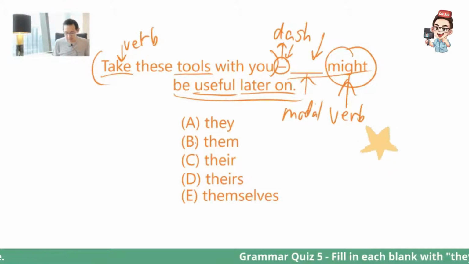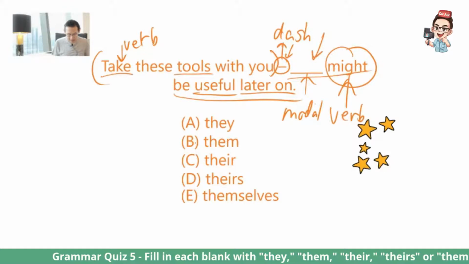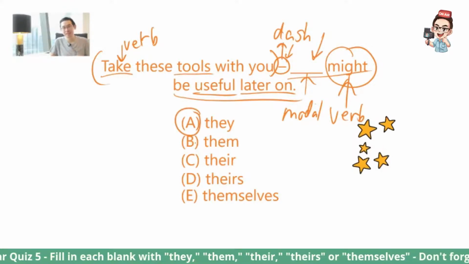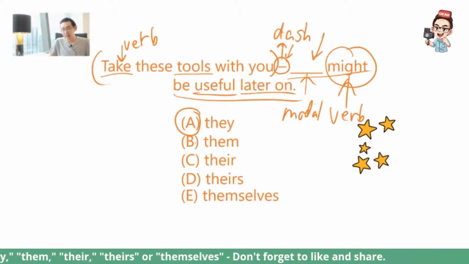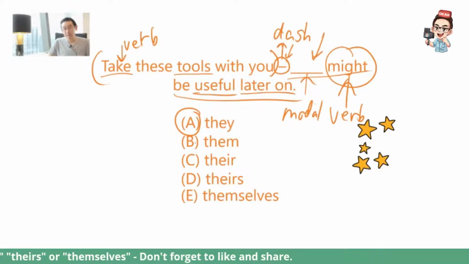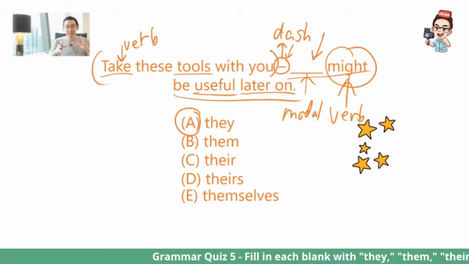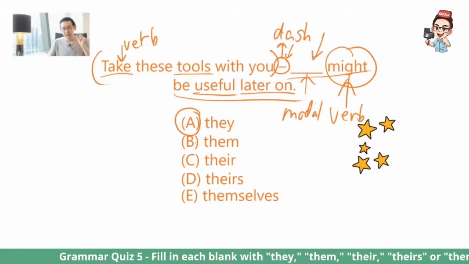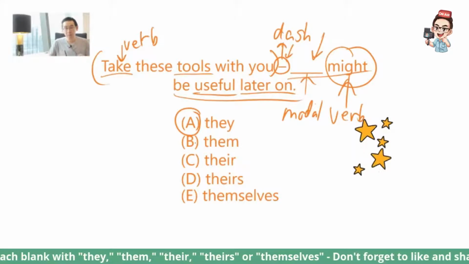And since the blank is in front of the verb, we need a subject, and A is the correct answer because A is the subject pronoun, right? Which we can use as the subject of the sentence. So we say, take these tools with you. They might be useful later on. So take these instruments with you because these things, they might be useful to you maybe sometime later in the future.